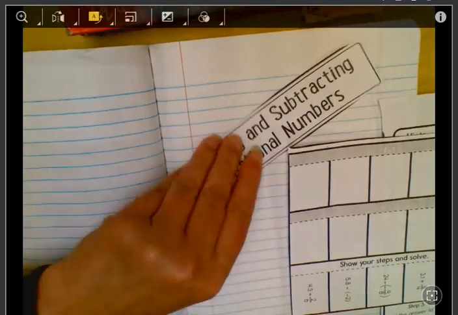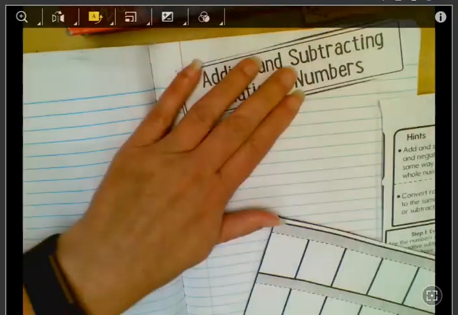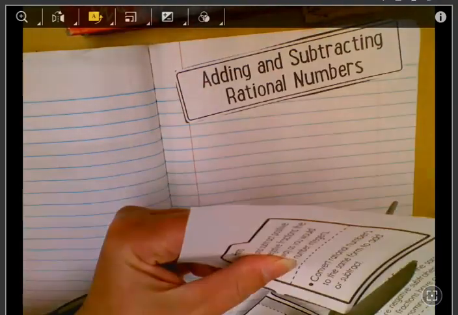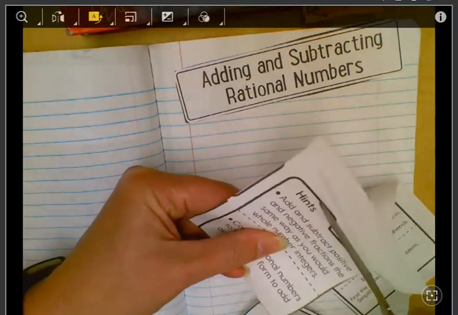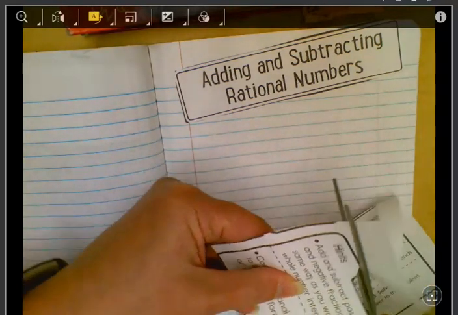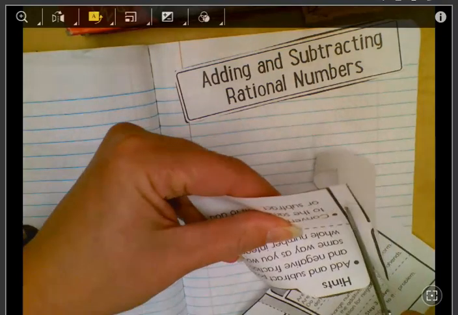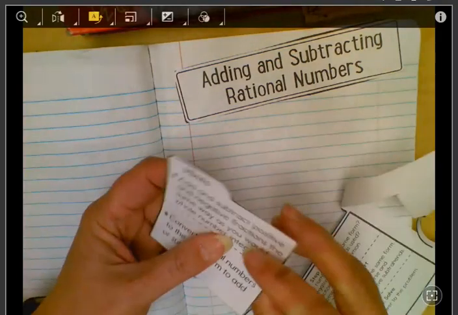So that's going to go right there. We're going to glue that title page. Easy enough. Second thing I'm going to have is my hints page. And my hints page always has that dotted line so that you can fold it up and only use the hints when you need to. So eventually, hopefully, you don't always have to use the hints.